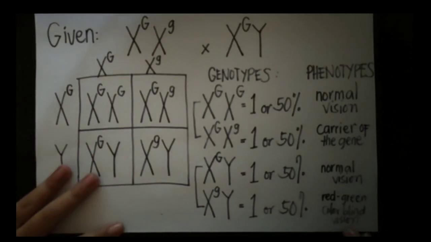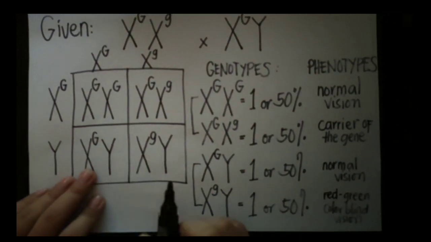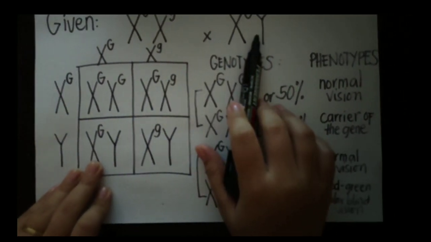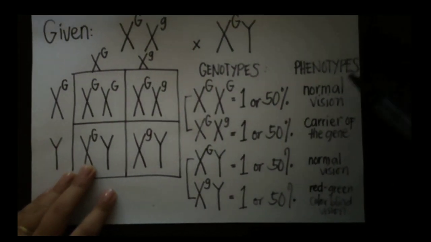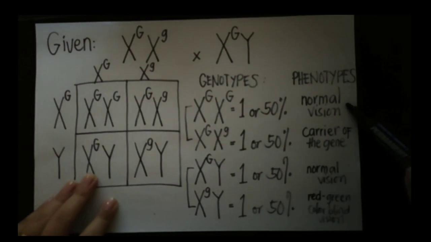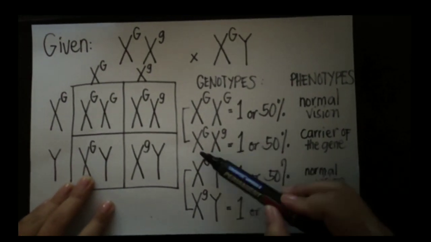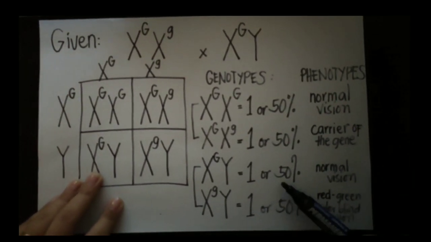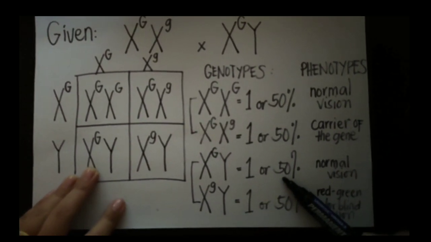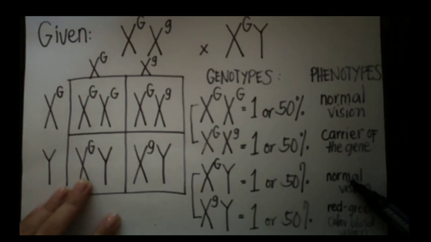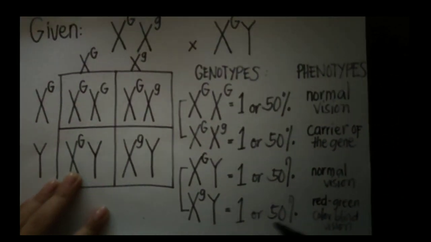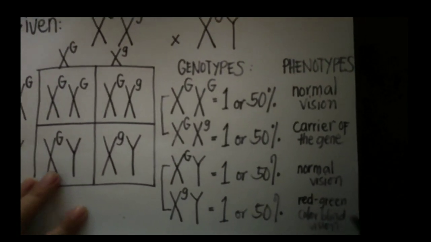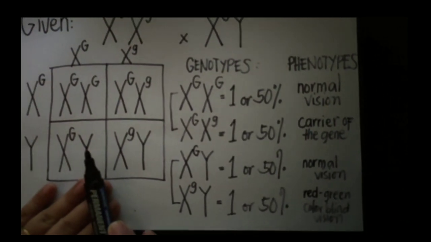So for the final answer, this is our genotype. When the female is a carrier of the gene crossed with a normal male, the possible offspring would be 50% of the female offspring would have normal vision, 50% of the female offspring would be carriers of the gene. For the male offspring, there will be a 50% chance that the male offspring would have normal vision, and the other 50% would become hemophiliac or have red-green colorblind vision. And that is the answer. Thank you.